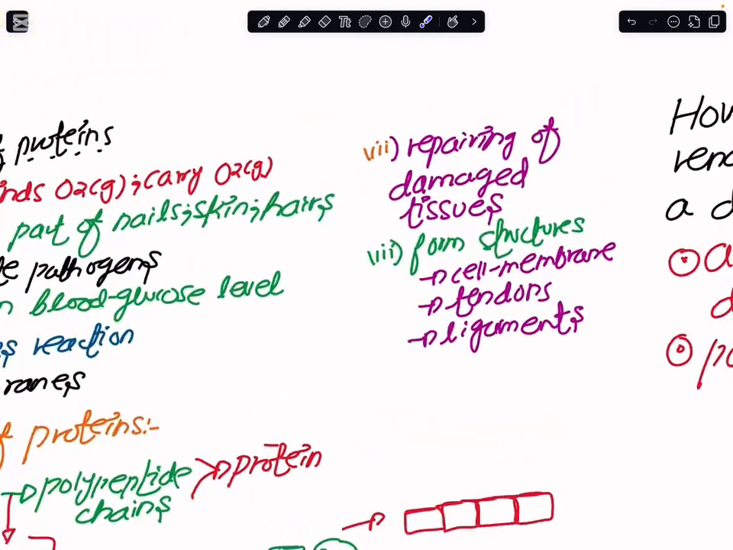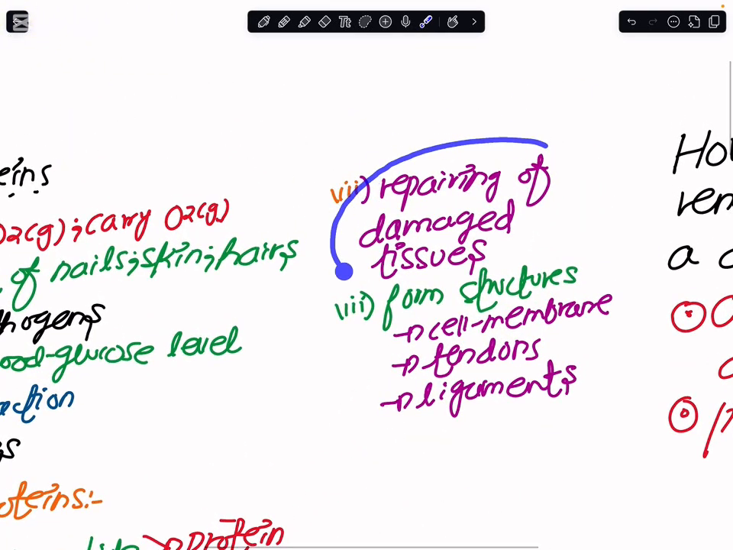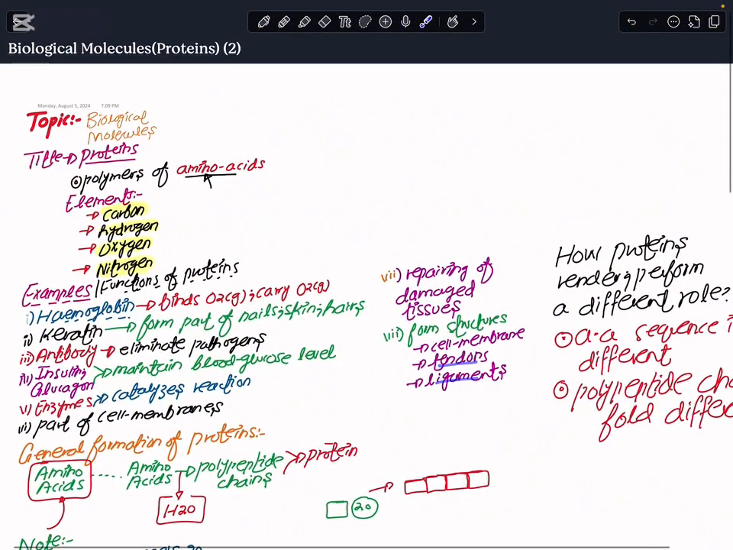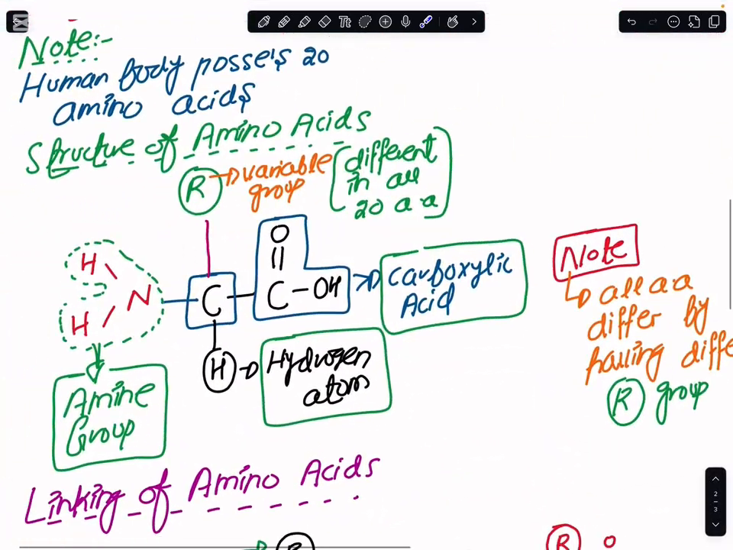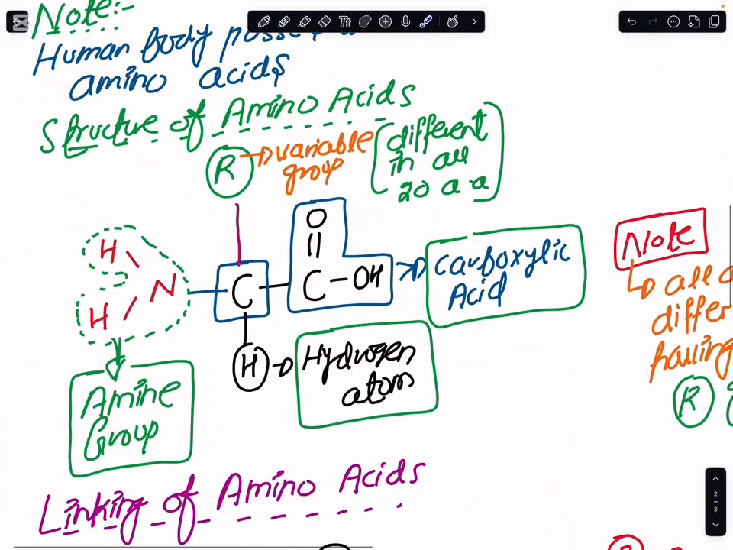I have forgotten some other role of the protein: whenever the repairing of the damaged part of the body has to be done, these are the proteins. And we also make the tendons and the ligaments with these proteins as well. Now moving onward, how does the amino acid look? Our body possesses a total of 20 amino acids.